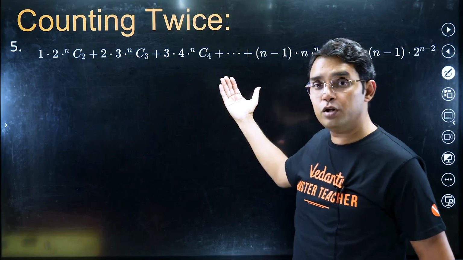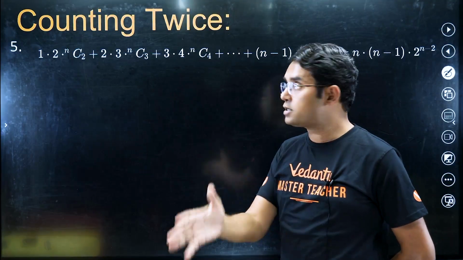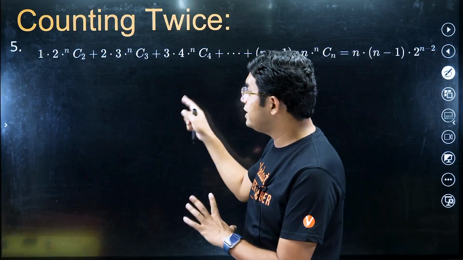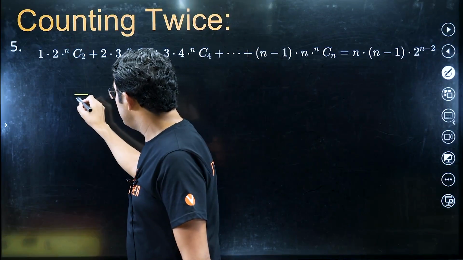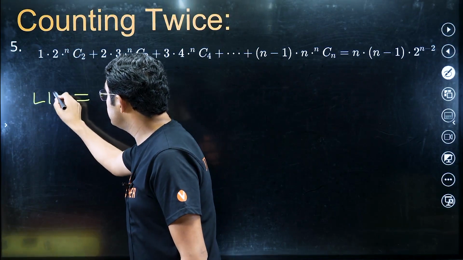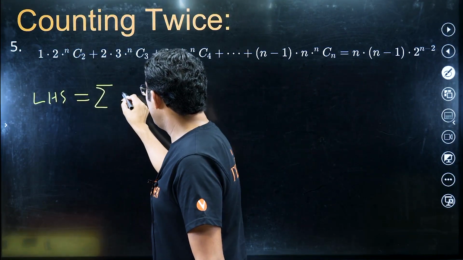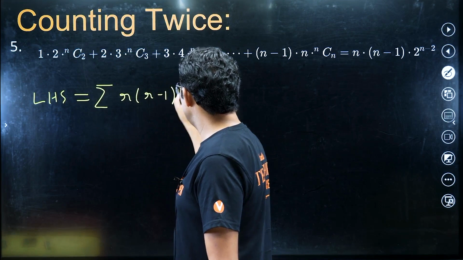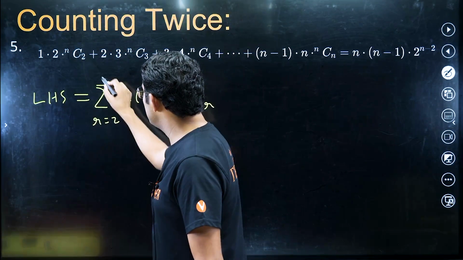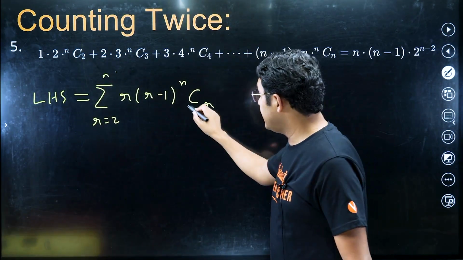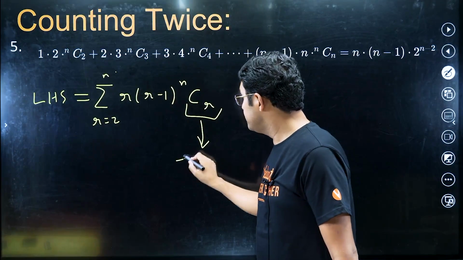Now this property is also an extension of what I told you just now. Here it is 1 into 2 into NC2 plus 2 into 3 into NC3 and so on. So this left hand side is actually equal to the summation of R into R minus 1 into NCR, where R starts from 2 to N. Now in this case, I'll say there is a team of R students.